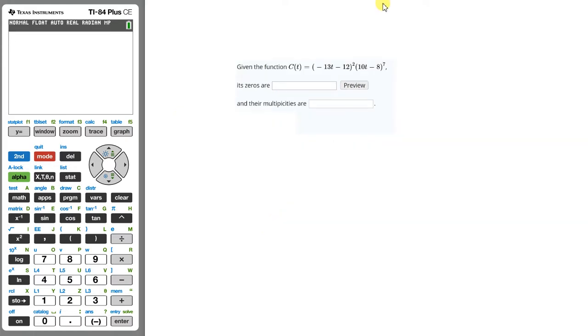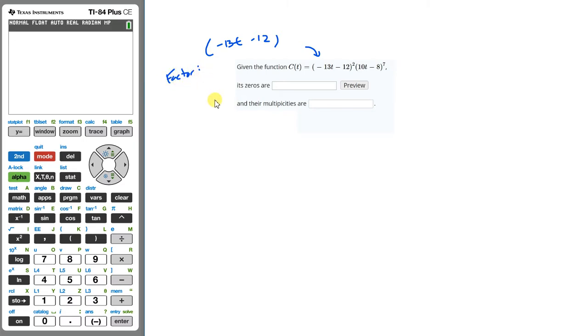Okay, so we're at, I believe, problem 8 here from the homework, but let's just go ahead and work this through. First of all, what are the zeros? Well, I've got factors, right? So I've got a factor of negative 13t minus 12 is a factor of the function. Okay, so that's a factor.